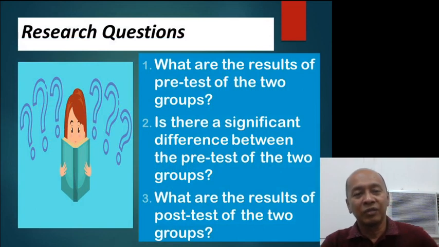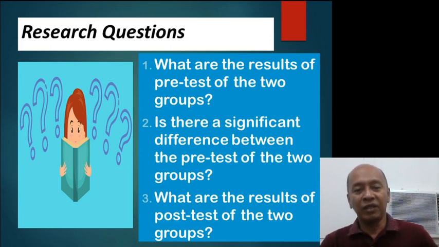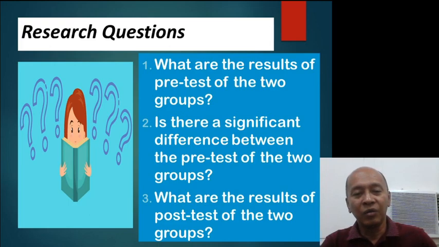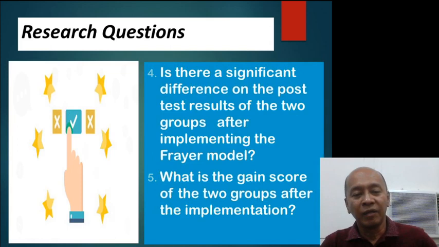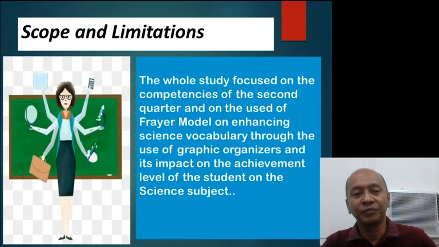Research questions. Question number 1. What are the results of the pre-tests of the two groups? Number 2. Is there a significant difference between the pre-tests of the two groups? Number 3. What are the results of the post-test of the two groups? Number 4. Is there a significant difference on the post-test result of the two groups after implementing the Frayer model? Number 5. What is the gain score of the two groups after the implementation?